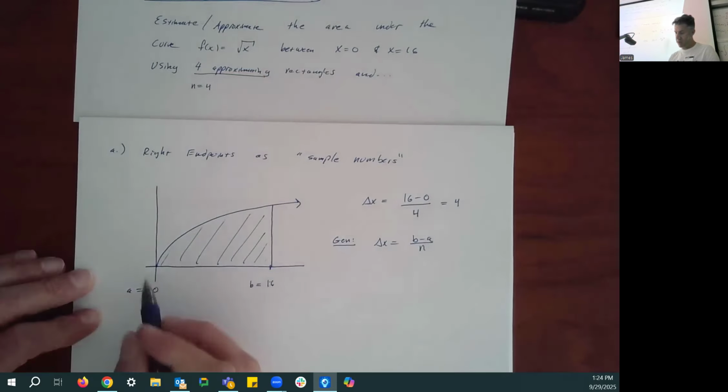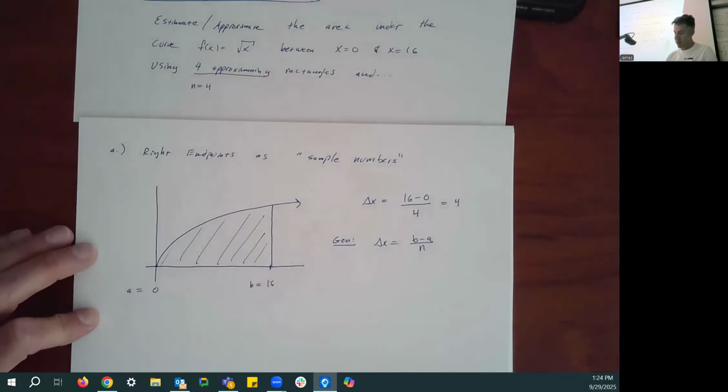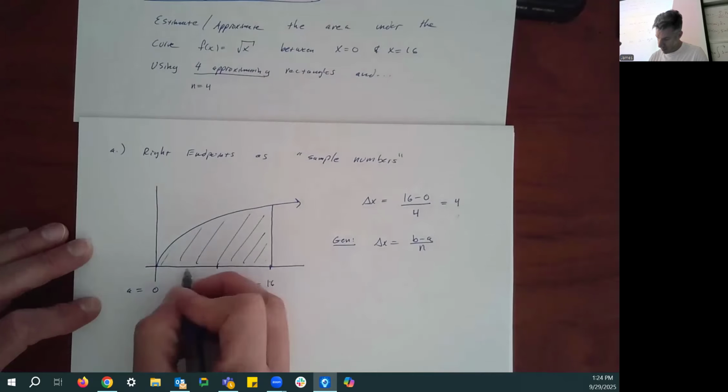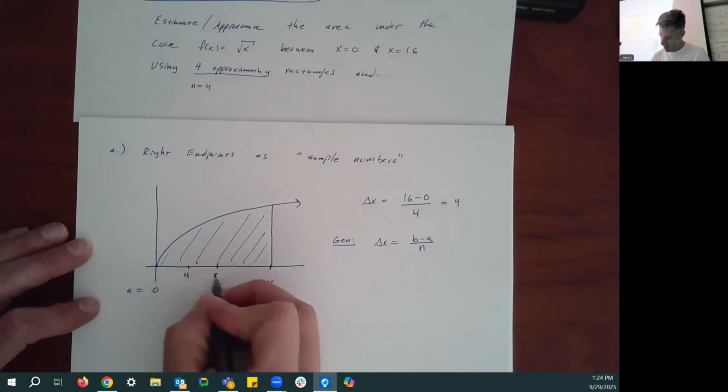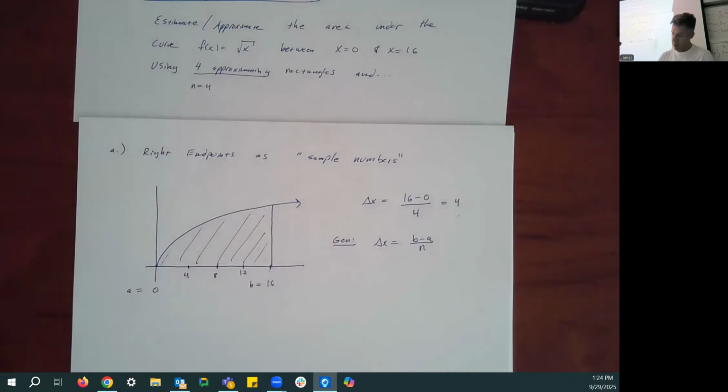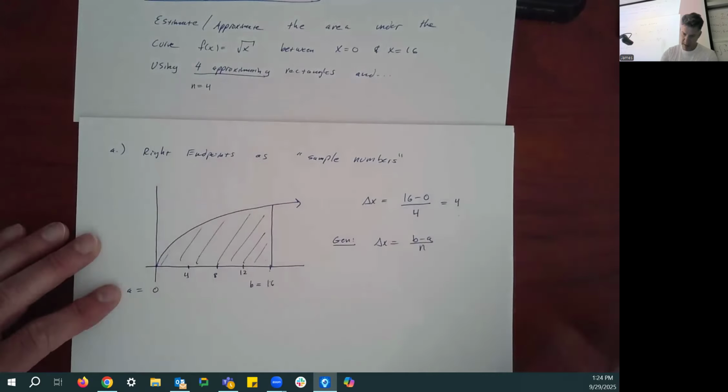So we're going to divide from 0 to 16 into 4 equal subsections, which each have a width of 4. So we're going to go from 0 plus 4 to 4, 4 plus 4 to 8, 8 plus 4 to 12, and 12 plus 4 to 16. And I'm just going to draw the picture right now. Let's do it this way.